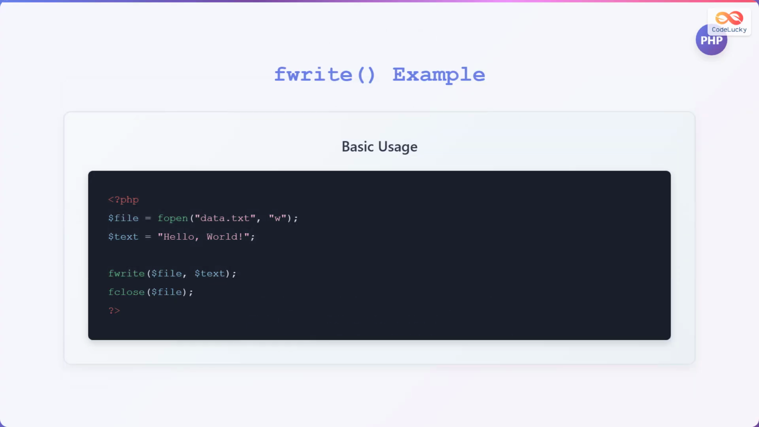Let's walk through a simple example of how to use fwrite. First, we open a file named data.txt in write mode using the fopen function and assign the file resource to the variable $file. Next, we define a variable called $text and assign it the string hello world. Finally, we use fwrite to write the contents of $text to the file specified by $file. After writing, it's important to close the file using fclose with the file resource $file.